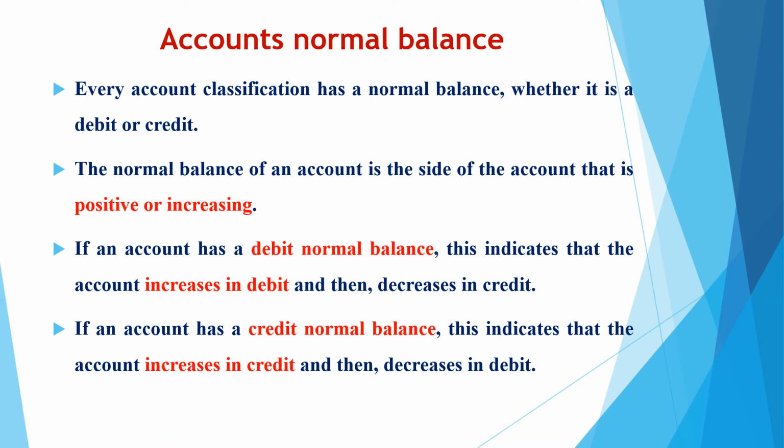Each account has a normal balance, but what is an account normal balance? The normal balance of an account indicates the side where the account is positive or where the account is increasing. Some accounts have debit normal balance. This means that these accounts increase in debit and decrease in credit. Other accounts have credit normal balance. This means that these accounts increase in credit and decrease in debit.